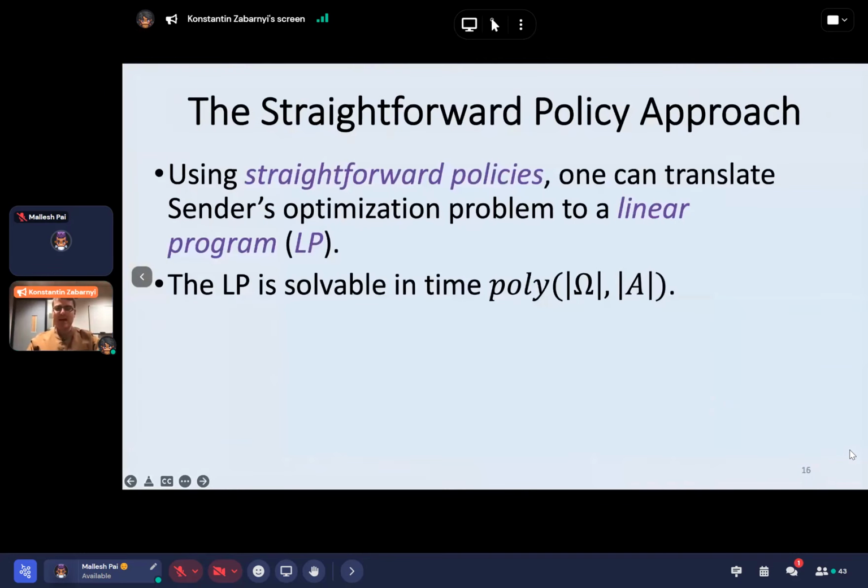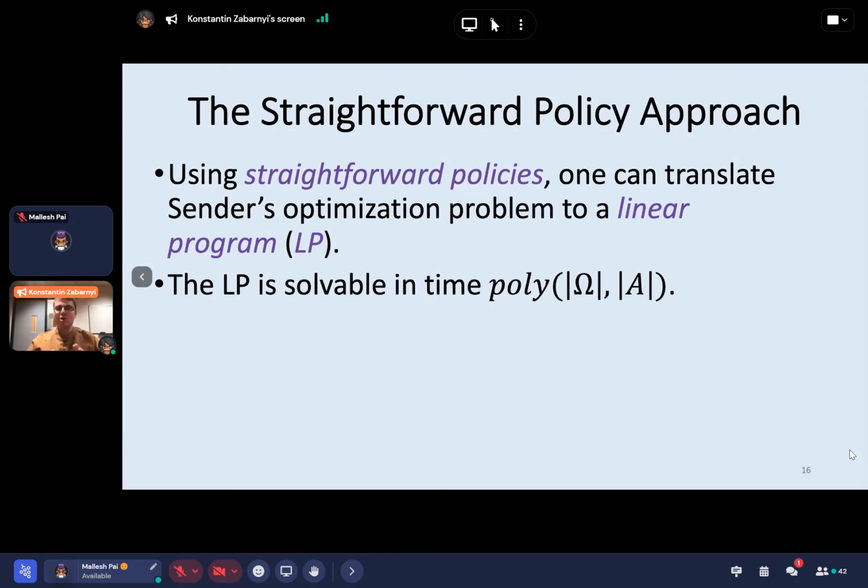This approach allows us to transform the sender's optimization problem to a linear program, which is solvable in time polynomial in the number of states and the number of actions, which is not always good enough because in many applications, first of all, at least one of them may be even infinite. But even if it's finite, I'll just briefly mention one application: online auctions.